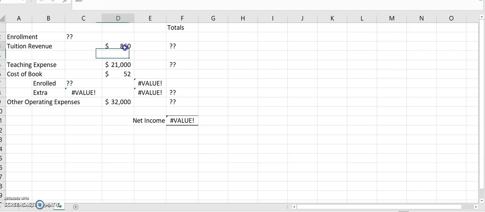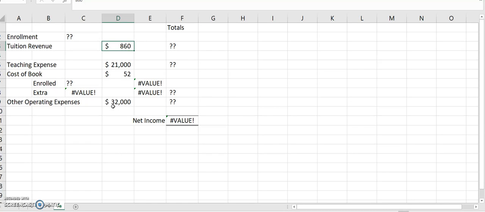Our tuition revenue, $860 per each student that enrolls. Our teaching expense, $21,000. The cost of our book in this example, $52. That's what we're going to start with. We'll see how that varies as we get into further iterations of this. Our other operating expenses, $32,000 per course, per session that we hold.